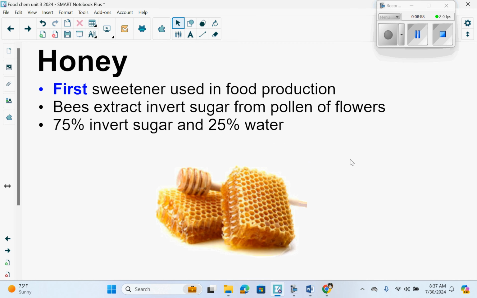Honey. This is the first sweetener that was used in food production. Bees extract invert sugar from the pollen of flowers. And this is really about 70%, 75% invert sugar and 25% water. That's what's in your honey.